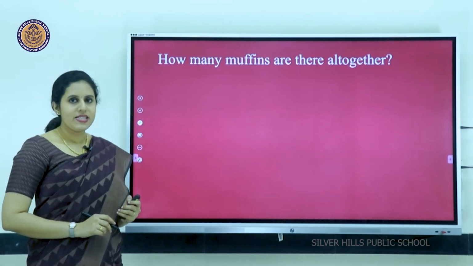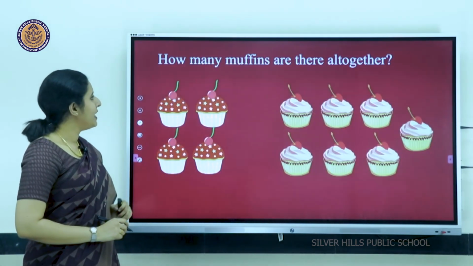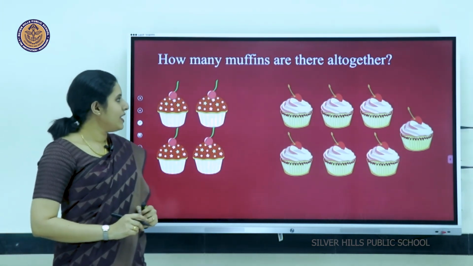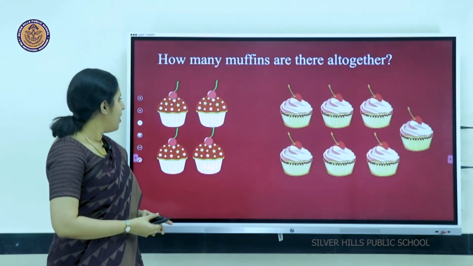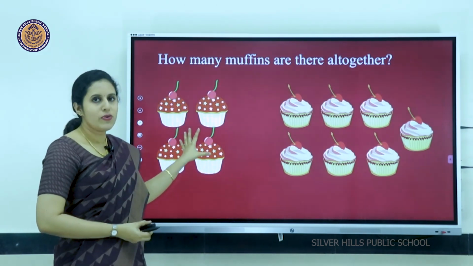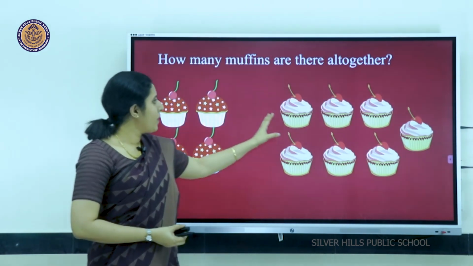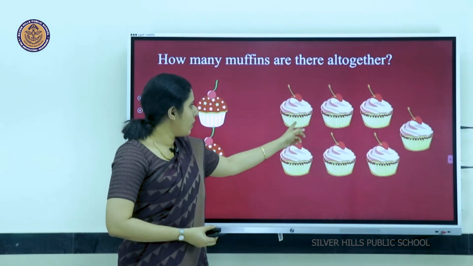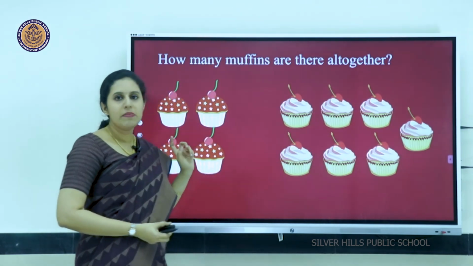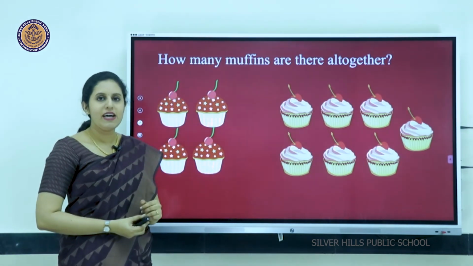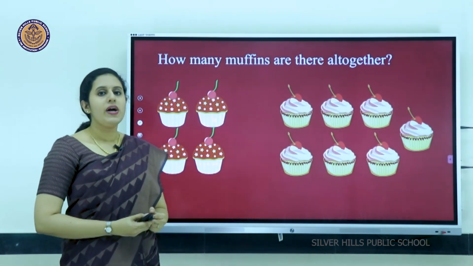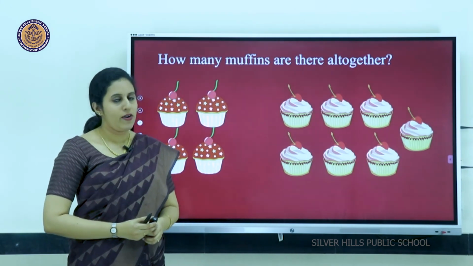Now, let's see another question of the same type. How many muffins are there altogether? As you can see on the screen, there are 4 muffins with the star sprinkles. Yes, these are the ones on the left side, and on the right side you can see 1, 2, 3, 4, 5, 6, 7 muffins. So, on the left side there are 4, on the right side there are 7 muffins. You are asked how many muffins are there altogether.